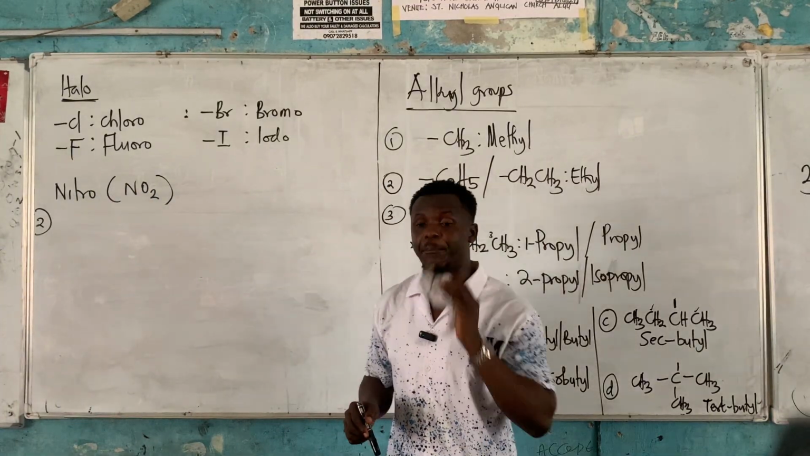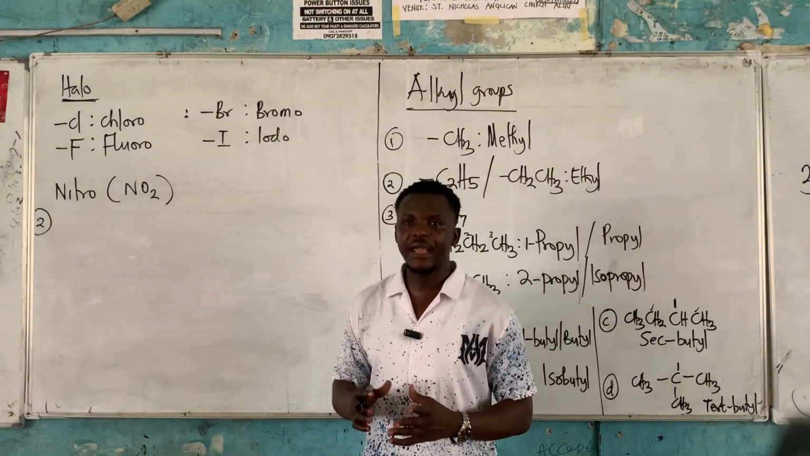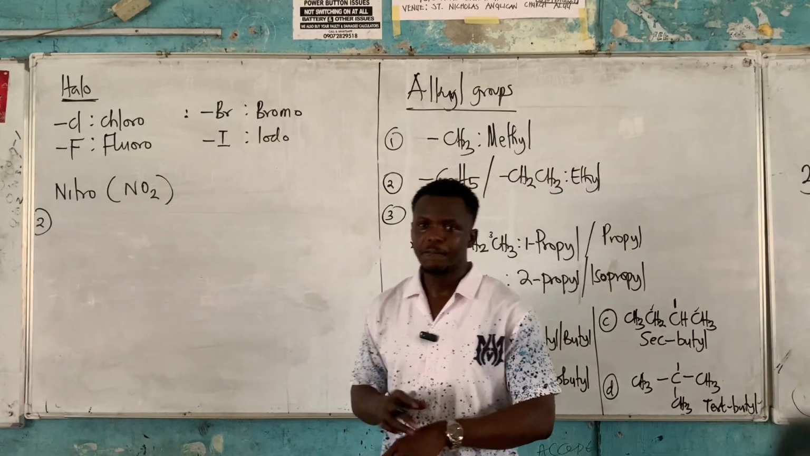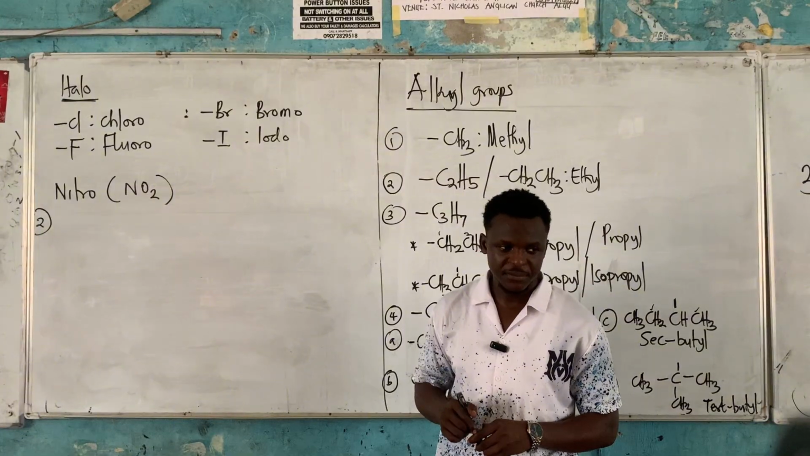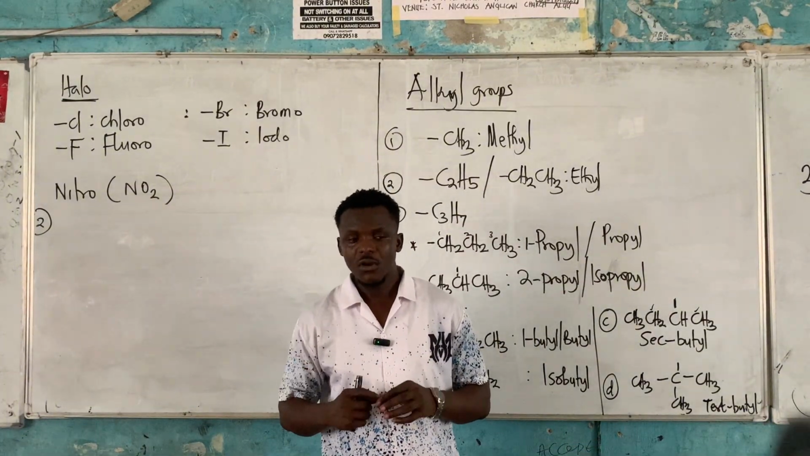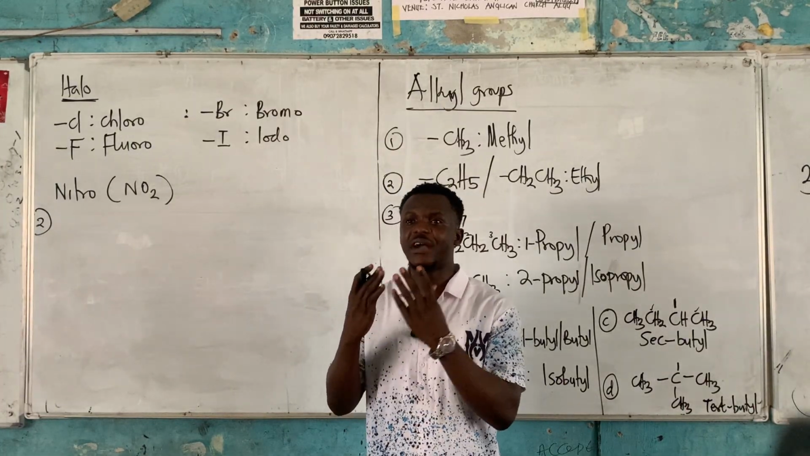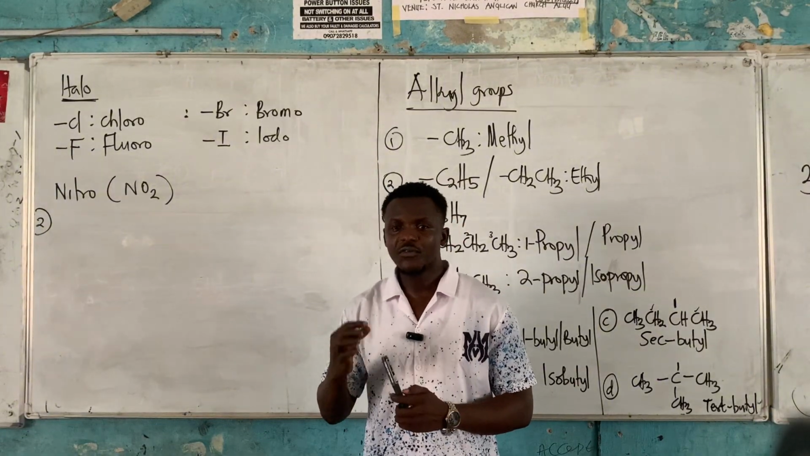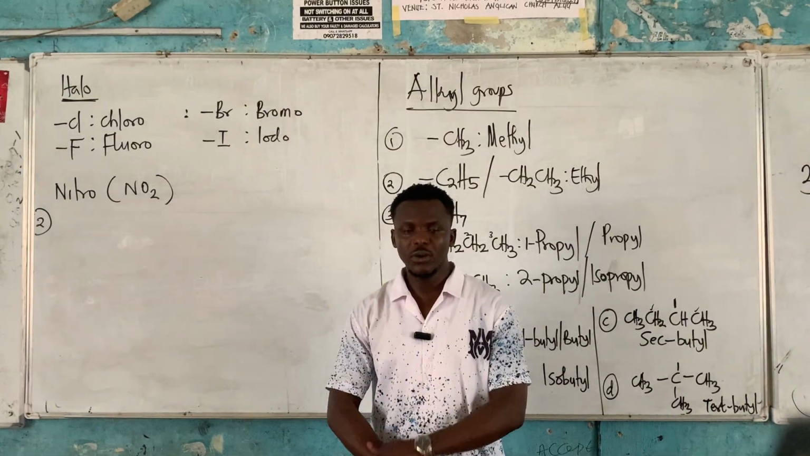Number the parent chain. Rule number 3 says, number the parent chain from the side that would give the substituents the lowest possible number. Remember, rule number 1 was to identify the parent chain. Rule number 2 was to identify the substituents. So after you've identified the substituent, we now move to rule number 3, which is to number the parent chain from the side that would give the substituents the lowest possible number.